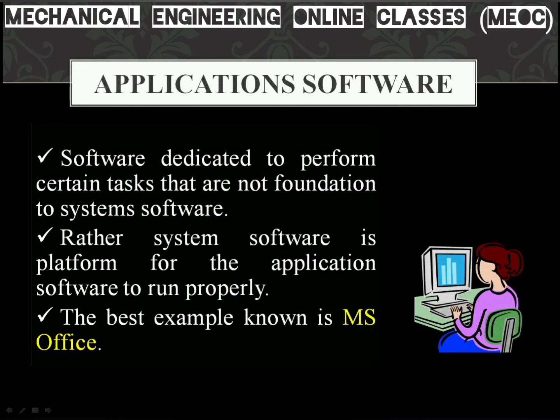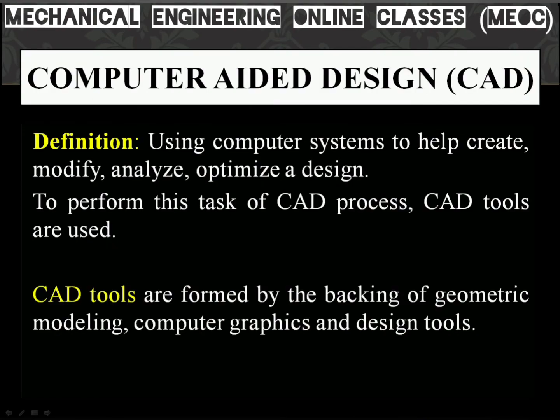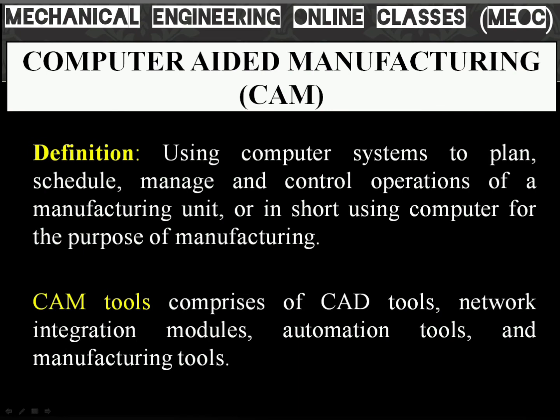CAM and CIM. CAD is an abbreviation for computer aided design, meaning the design is done using a computer. So computer systems are used to create, modify, that means edit, analyze and optimize a design. To perform this task, CAD tools are used. And these CAD tools function using the techniques of geometric modeling, computer graphics and design tools. Computer aided manufacturing, in short CAM. By definition, computer systems are used to plan, schedule, manage and control the operations of a manufacturing unit, or in short, using a computer for manufacturing is what CAM is.